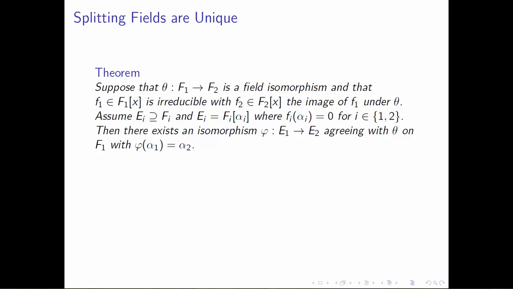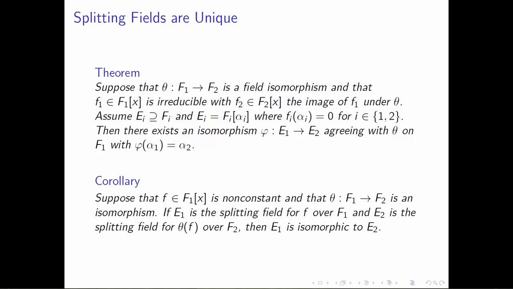This theorem by itself is useful, but it's useful because you can use an inductive argument for this corollary, which says that splitting fields are unique up to isomorphism. So take a polynomial f inside F1[x] that's non-constant, and take theta to be a field isomorphism from F1 to F2. If E1 is the splitting field for f over F1, and E2 is the splitting field for the image of f under theta over F2, then E1 and E2 are isomorphic.